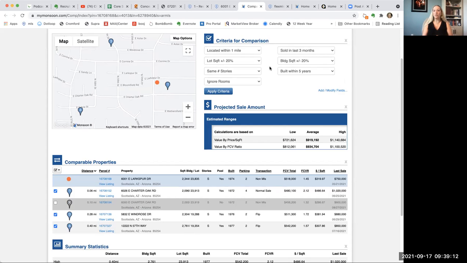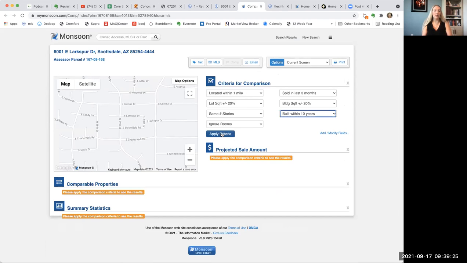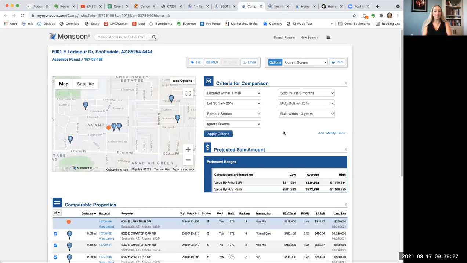For right now, we've also got the built in here for 5 years. And I would say in a property that's this old, we typically want to open that up. So hopefully if we take that to 10 years or 20 years, we'll start to see more properties. So I'm going to apply that search criteria. And sure enough, we have a couple more pop up.